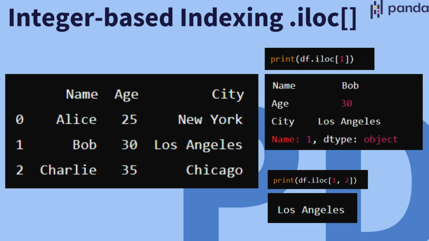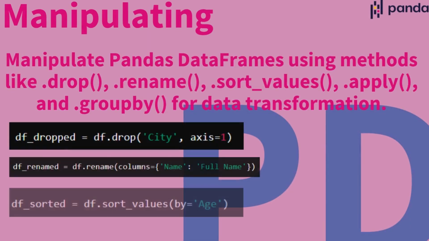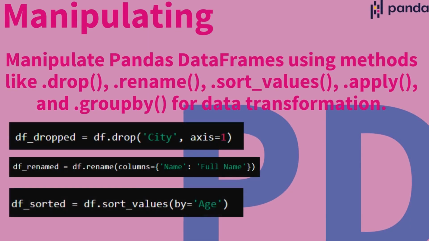Okay, so after that let's see manipulating. How can we manipulate the Pandas data frame using methods? We can use methods like .drop, .rename, .shift, .apply, and .groupby. We already saw some of these examples.